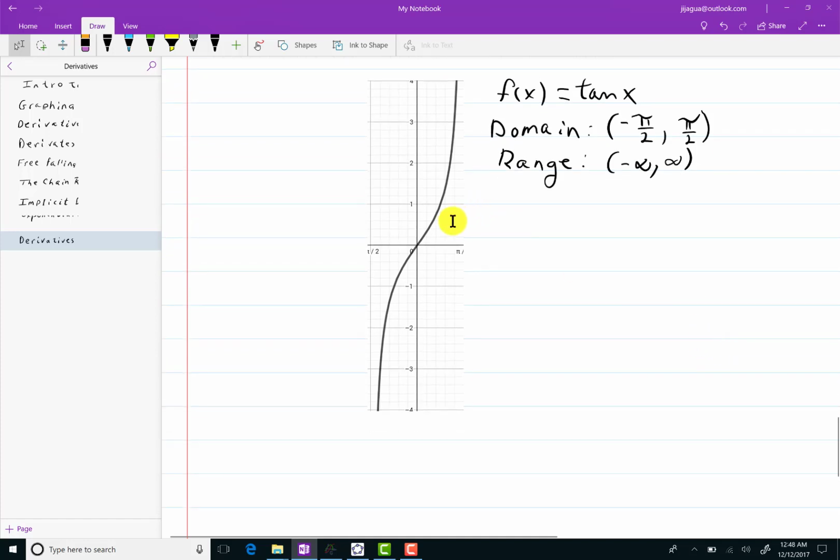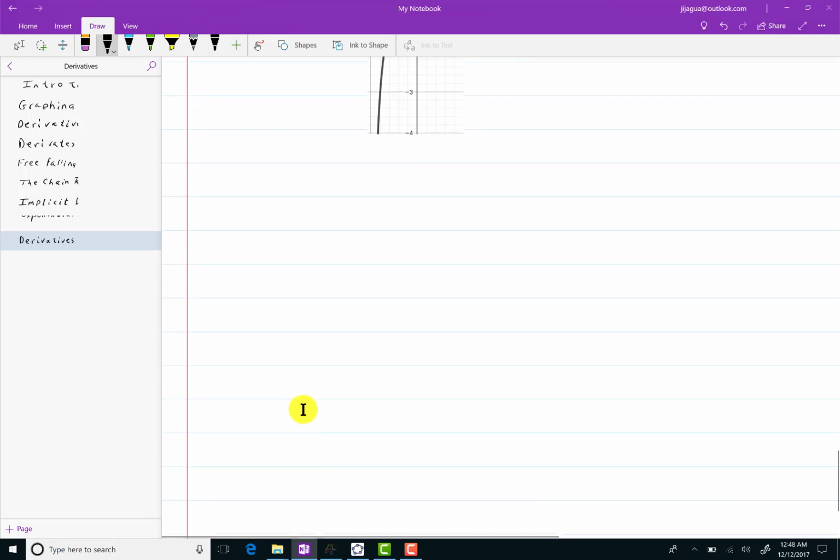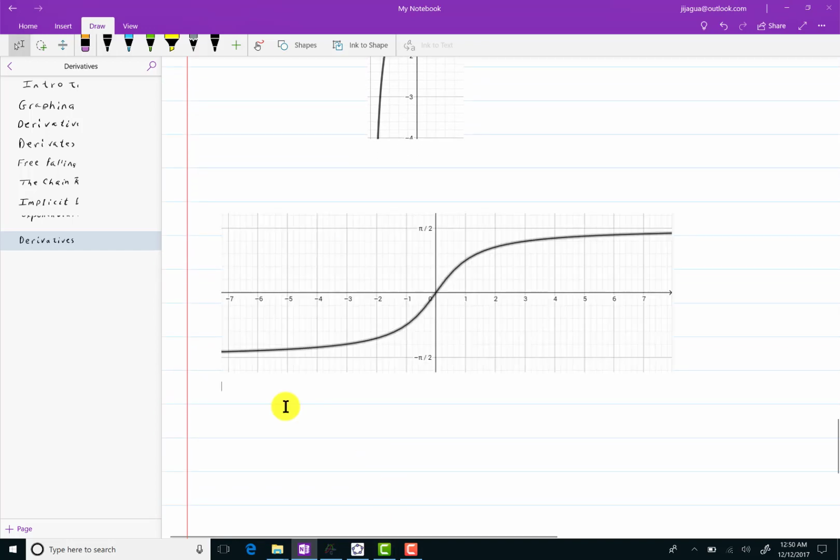Now keep in mind too, these are vertical asymptotes, so let me do that. We have vertical asymptotes. VA are at x equals plus and minus pi over 2. That means we'll have horizontal asymptotes for the inverse. So the inverse then, all right, now I have a graph of the inverse function, f inverse of x equals tan to the negative 1 of x.